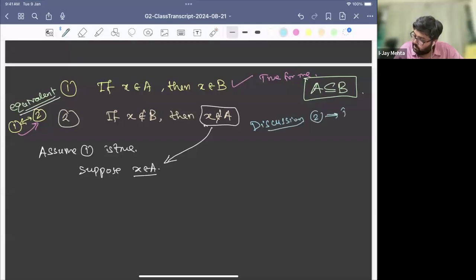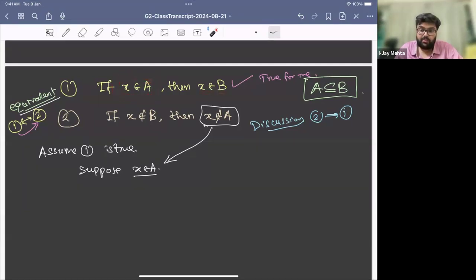2 implies 1. Now what are you assuming? Now you are assuming that 2 is true. I'm just repeating once, I won't repeat again. You have to cover it in discussion. So what I'm assuming? Statement 2 is true. I can use 2. What I have to prove? Prove statement number 1. What is given to me? X is in A.